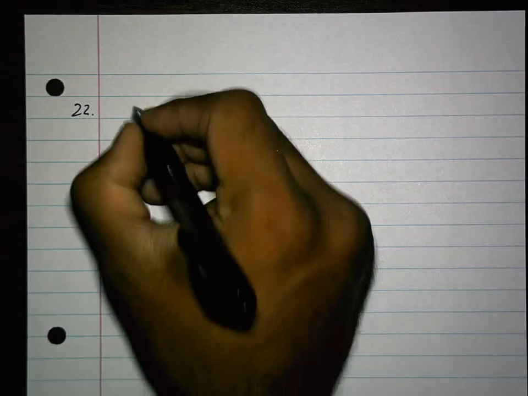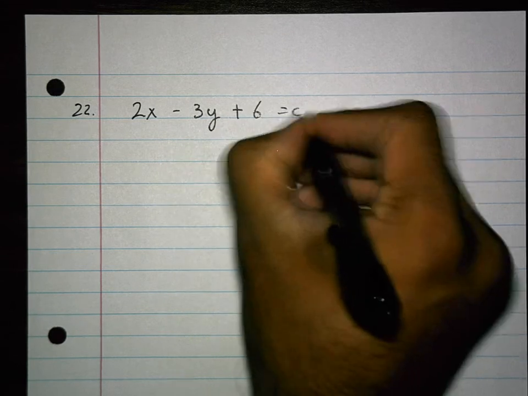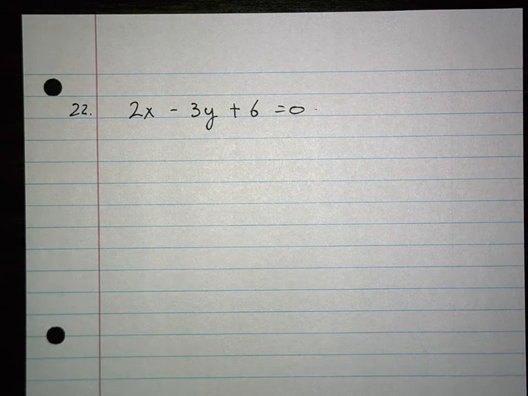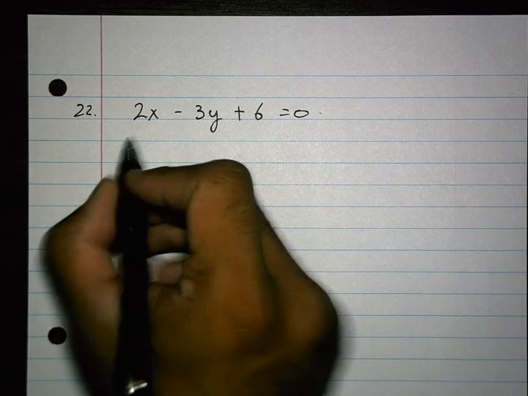All right, let's go ahead and look at question 22. Same directions. So looking at question 22, I'm looking at 2x minus 3y plus 6 equals 0. I know that looks a little bit weird. I could move the 6 over. It doesn't really make a difference. I still just want to make the other one 0.